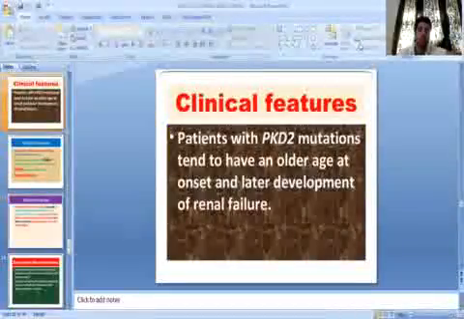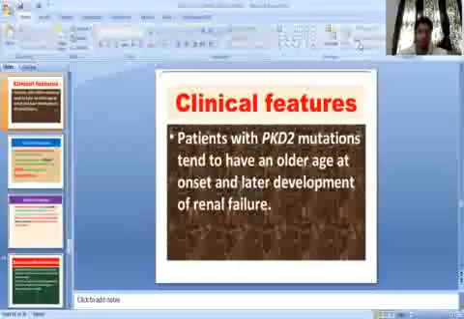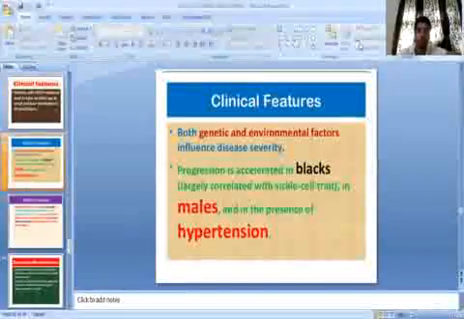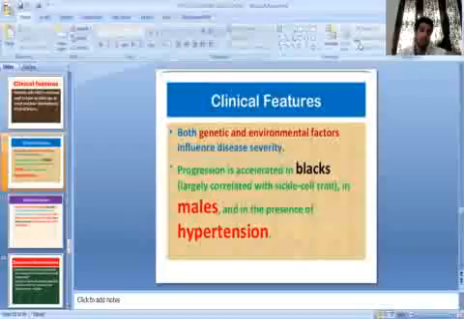Patients with PKD2 mutations tend to have an older age at onset and later development of renal failure. Both genetic and environmental factors influence disease severity. Progression is accelerated in blacks, largely correlated with sickle cell trait in males, and in the presence of hypertension.